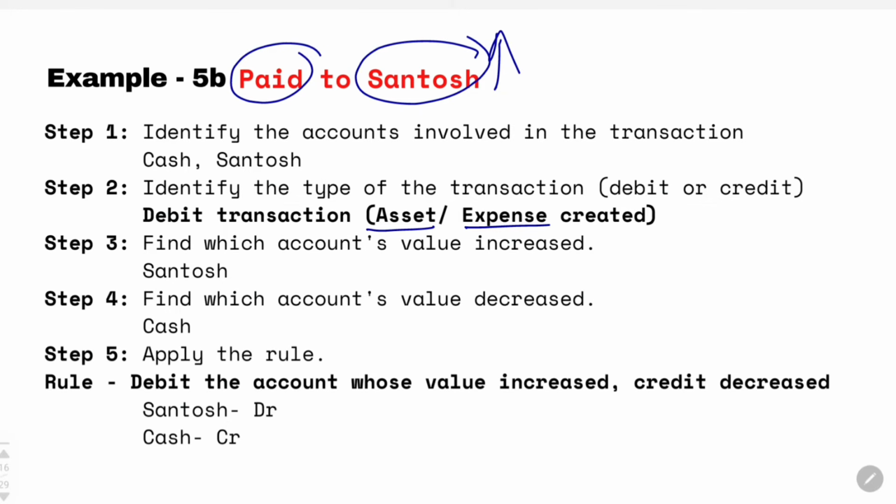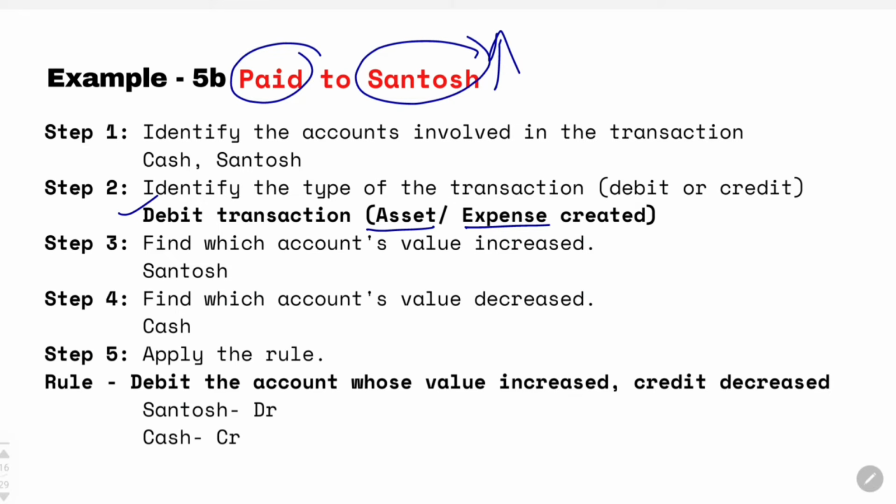Right? So, if you think of it as a debit transaction, whichever account's value is increasing has to be debited and the opposite one should be credited. So, whatever I have given to Santosh is Santosh's liability towards me. Santosh is liable to pay me back. Santosh owes me more money now because I have given him money. So again, according to the debit transaction rule, Santosh's account will be debited and cash account will be credited.